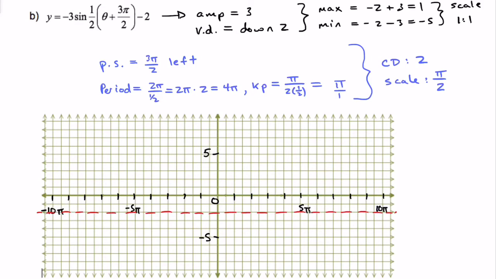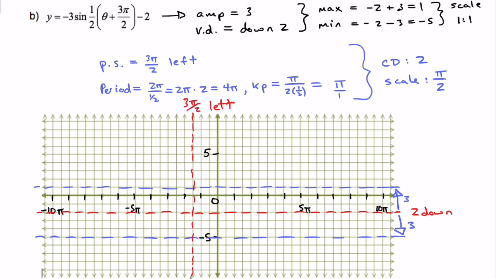So now we can dot in the vertical displacement, which is 2 down. So there's the vertical displacement. And then I'm going to dot in 3 above and 3 below that line is the amplitude. Nice thing about the 1-to-1 scale is you don't really have to think. It's just 1, 2, 3 squares above, 1, 2, 3 squares below. Now I want to mark the phase shift. So it's 3 pi over 2 to the left. So that's just 3 squares to the left.